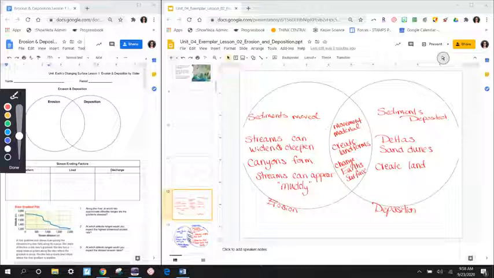And then what they have in similarity is they both create landforms. They can both change the Earth's surface, and they both are responsible for moving material. So we're going to get into those details as we go forward.